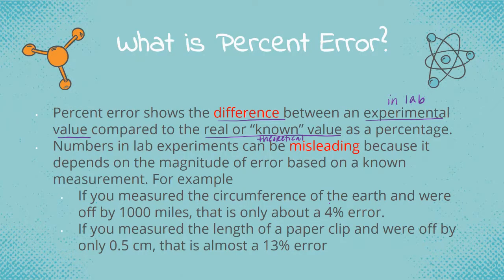And why we need percent error is because numbers in lab experiments can be very misleading because it depends on the magnitude of what you are measuring. For example, if you measure the circumference of the Earth and you're off by 1,000 miles, that's only a 4% error. That's pretty good. If you measure the length of a paperclip and you're off by only 0.5 centimeters, that's a 13% error because that paperclip is not very big. So we want to know how wrong we are based on what we are measuring.